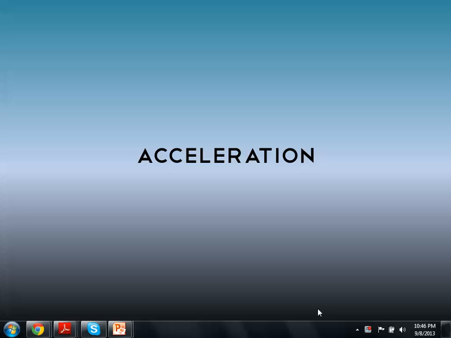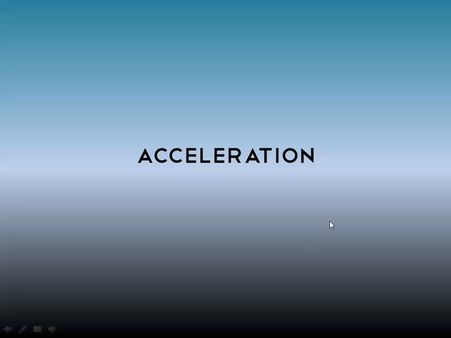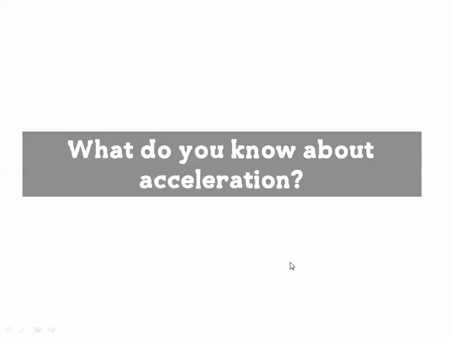So if you're driving your car, the velocity, the instantaneous velocity anyway, would be the number you see on your speedometer. The acceleration would be how quickly the speedometer moves. So just take a minute and think what you already know about acceleration.